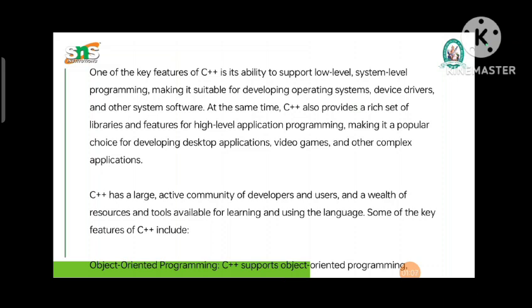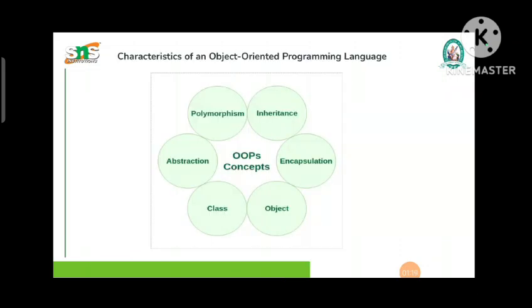C++ has a large active community of developers and users, and a wealth of resources and tools available for learning and using the language. Some of the key features include class, object, encapsulation, inheritance, polymorphism, and abstraction. The building block of C++ that leads to object-oriented programming is a class. It is a user-defined data type which holds its own data members and functions, which can be accessed and used by creating an instance of a class.